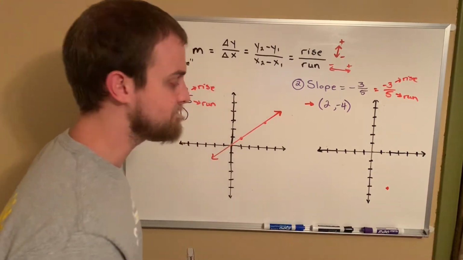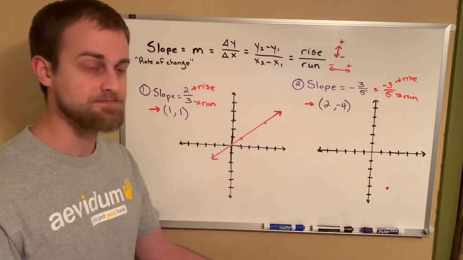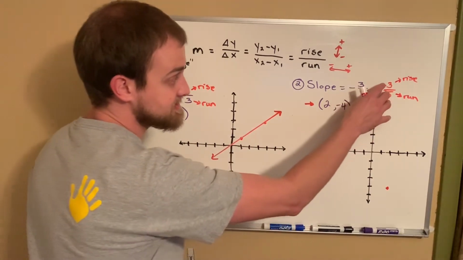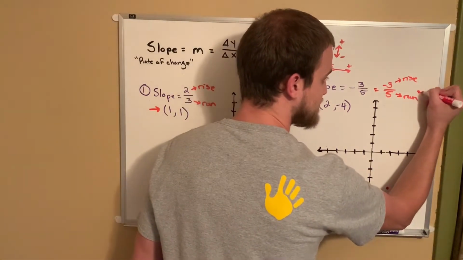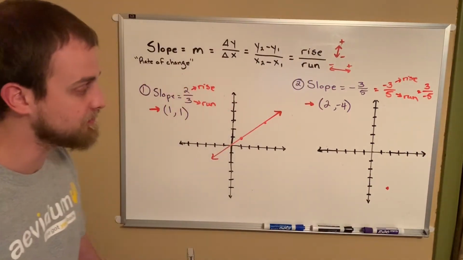This location is off my graph, and that's a problem because now I can't accurately draw my line. So I have to go back to the decision I made at the start of this problem. Maybe instead of putting that negative in the numerator, maybe I can put it in the denominator. What if I put it down here? What if I said 3 over -5? And let's see what that does for us.